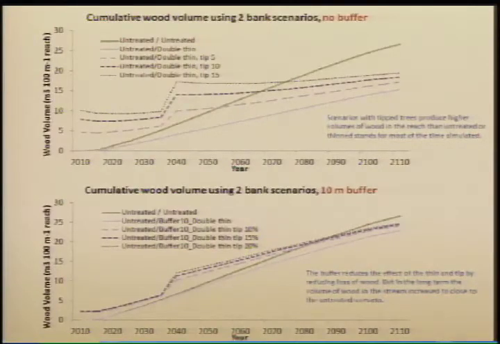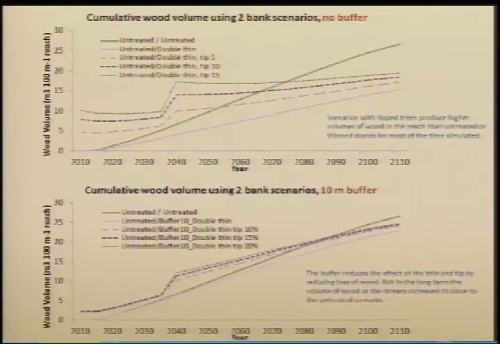The green line is the untreated. Let me back up a little bit here. Two plots. The top one says no buffer in it, I don't know if you can read that, and the bottom one is the 10-meter buffer. So on this top plot, we're thinning right up to the stream. This line here is basically the left bank on the left and the right bank on the right.